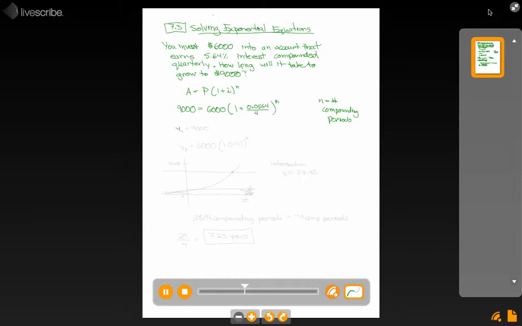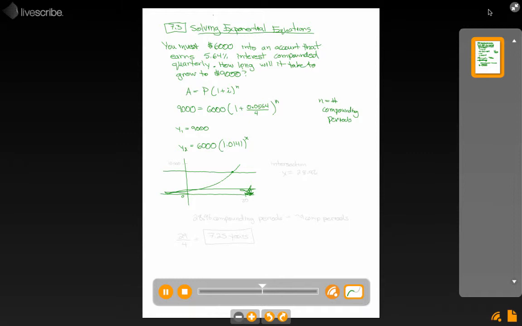So we're looking to graph the left side of the equation and graph the right side of the equation. So 6,000 times, and maybe you want to take a second and figure out what 0.0564 divided by 4 is, 1.0141, and on your calculator the n needs to look like an x. And your calculator will draw for you one curve that's growing exponentially and one horizontal line that looks something like that. And you have one point of intersection.